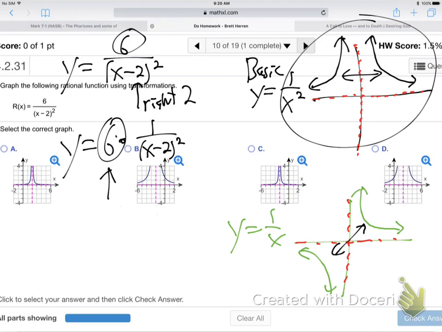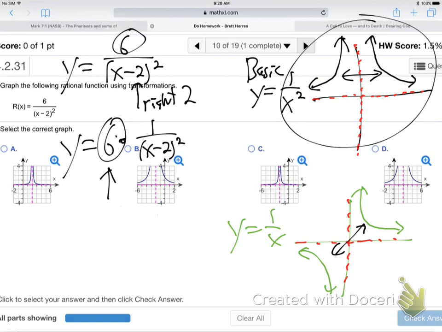It's not adding. It's not an added 6. It's a multiplied 6. So what does that multiplied 6 do? What happens when you multiply any of these guys by 6? Is it an X thing or a Y thing? First off, is it an up-down thing or a sideways thing? Yeah, it's up-down, isn't it?